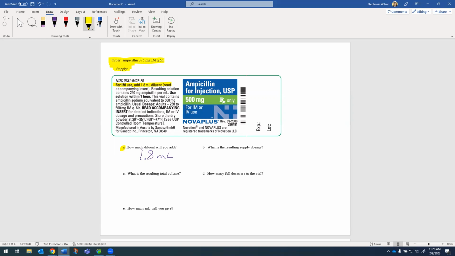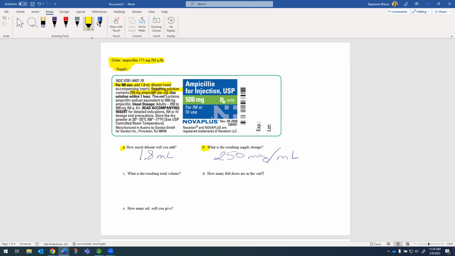Now, we want to find out after, when you reconstitute it, what is our resulting dose or supply dosage? Well, we come back and we read on, and it says resulting solution contains 250 milligrams for every 1 milliliter. So this goes here. Per just means that division bar. All right. Now, let's do C.